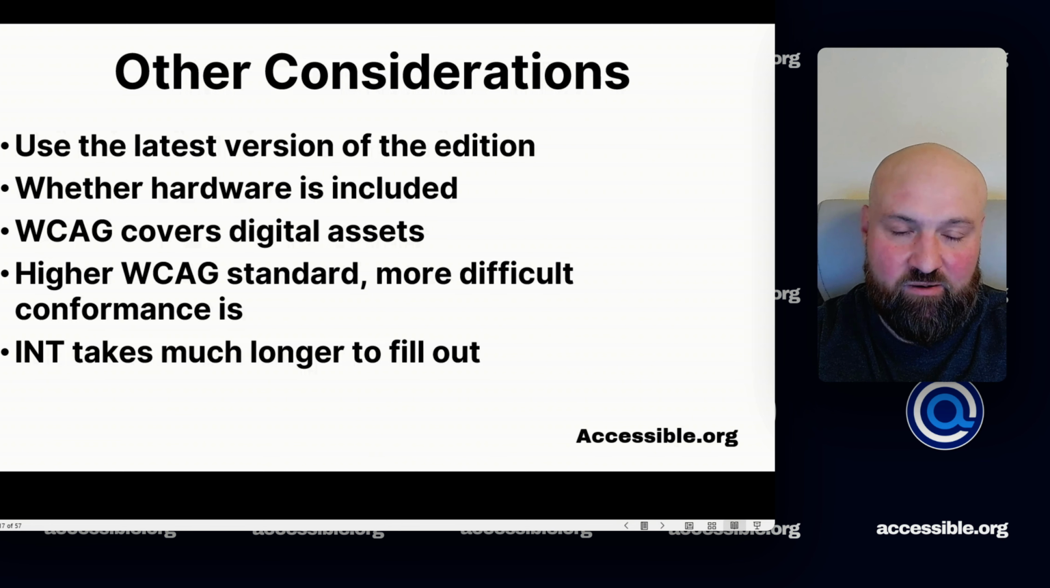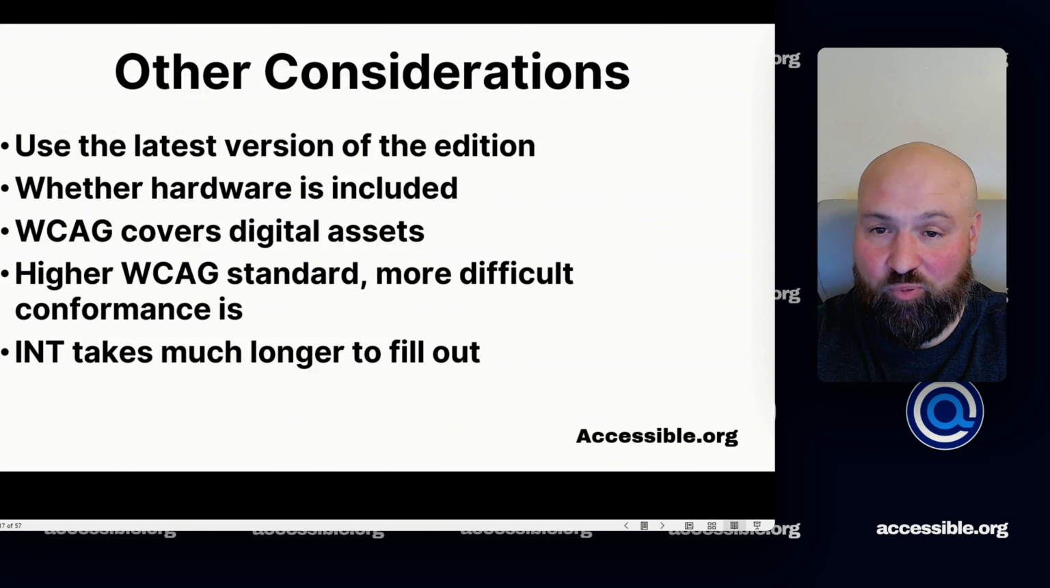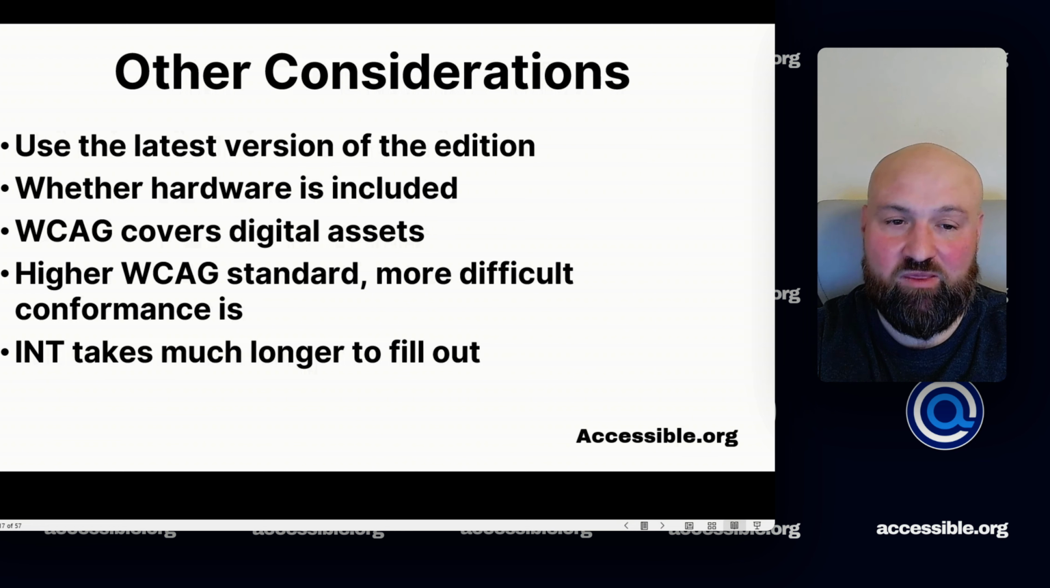And the higher the WCAG standard, the more difficult conformance is. So it's understandable that you want to go with the current and present version of the Web Content Accessibility Guidelines, which is version 2.2. But if you do so, understand that there are more success criteria that you'll potentially want to be conformant with. So if that is the case, it can be more difficult for full conformance.